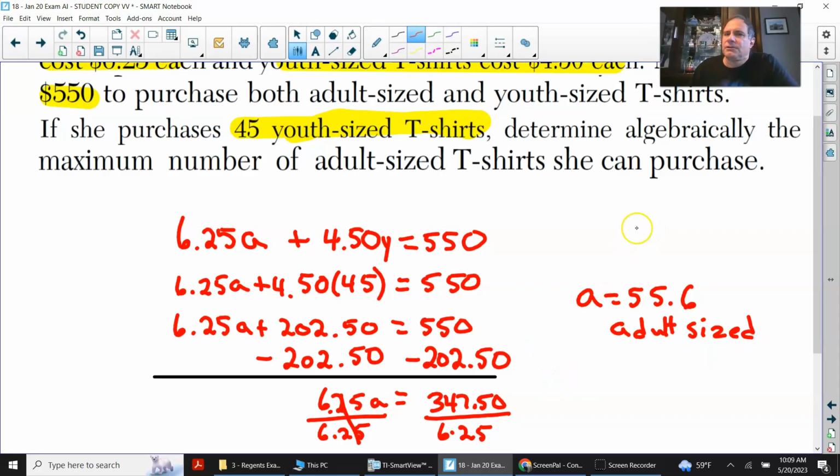But determine algebraically the maximum number of adult size t-shirts you can buy. A lot of people say 56 at this point, but it's not. It is 55. Maximum number.